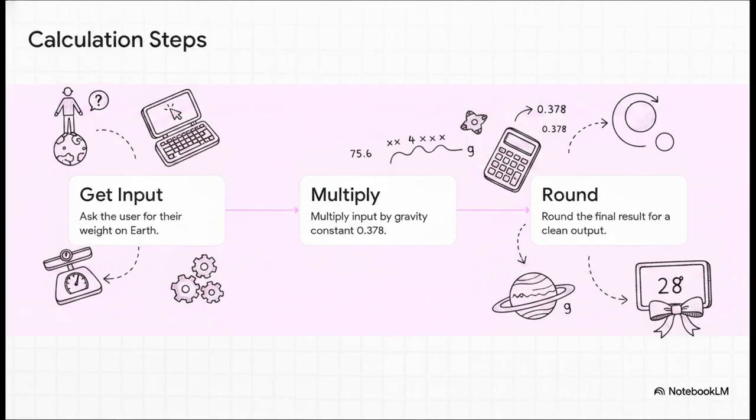First, we need to ask the user for their weight on Earth. Now, since weight isn't always a perfect whole number, we want to capture this input as a float, which is just a data type that allows for decimal points. Second, we take that input and multiply it by our gravity constant, 0.378. And finally, we need to present that answer cleanly by rounding the result.